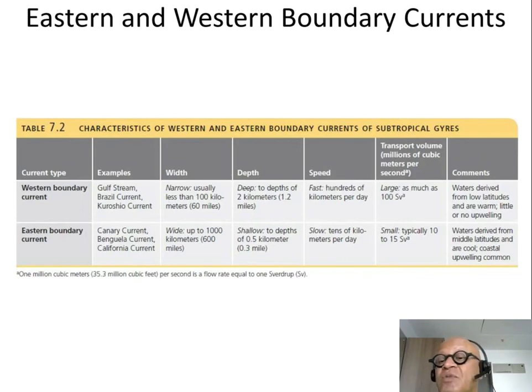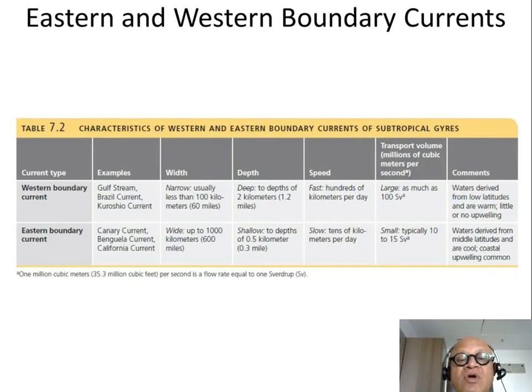Waters are derived from low latitudes, so they are warm. There is little or no upwelling in them. Upwelling is not defined yet, but we will do that soon. But you remember when I said Kuroshio means black current in Japanese because it has no productivity, no fish, basically because it has no upwelling. We will see how upwelling relates to primary production, fish, and so on.